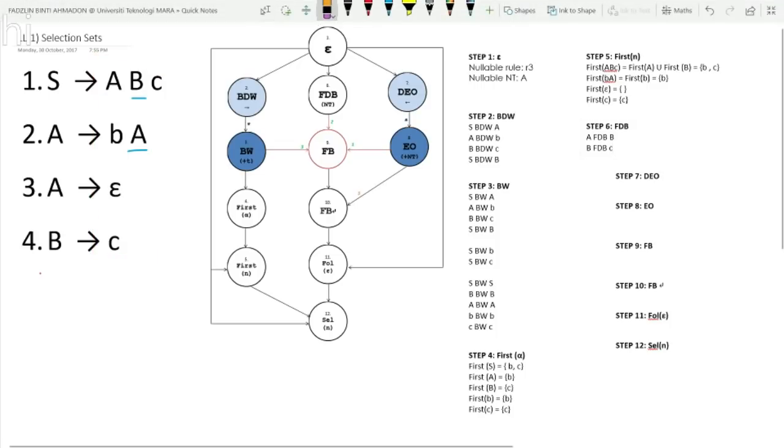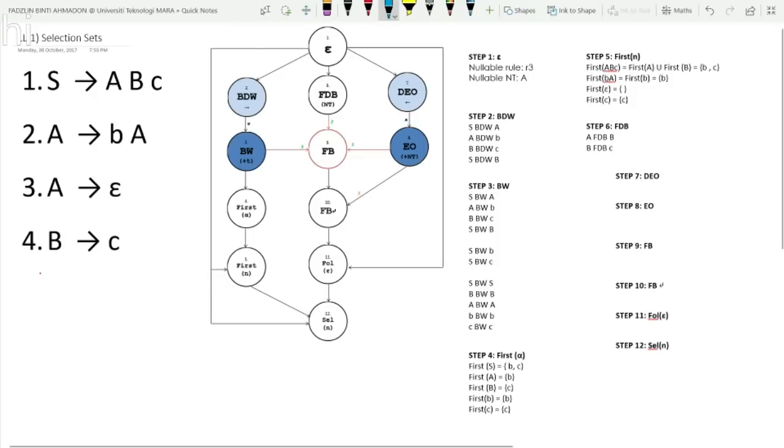Now let's move to the 7th step. So the 7th step is called DEO. And DEO stands for direct end of. So if you look at our graph over here, DEO and BDW have a lot of similarities. So first of all, both are shaded with the same shade of blue. And then both have arrows inside. But if the arrows of BDW go from left to right, the arrow of DEO goes from right to left. So this basically signifies how you are going to read out DEO.